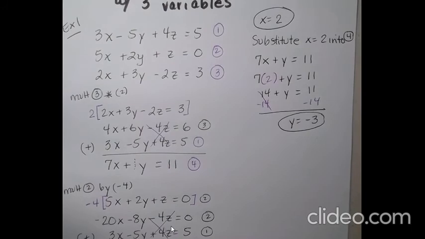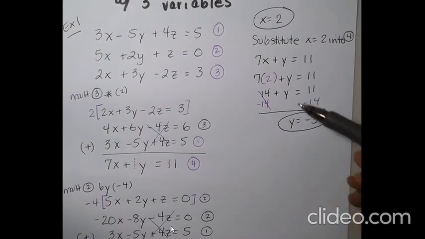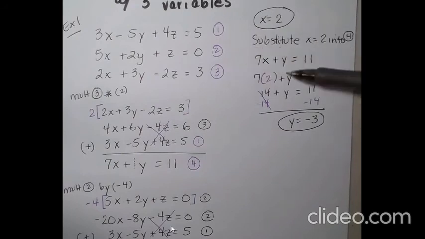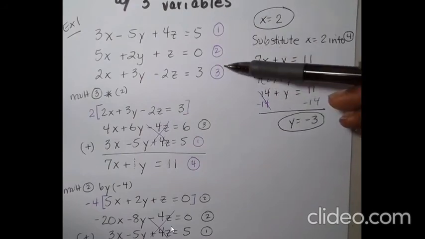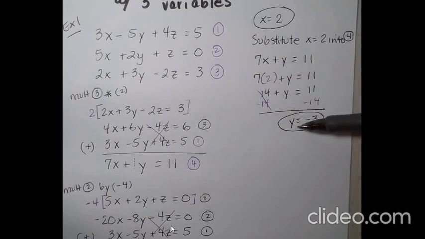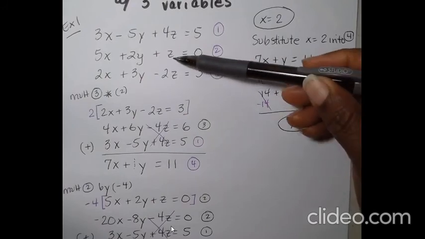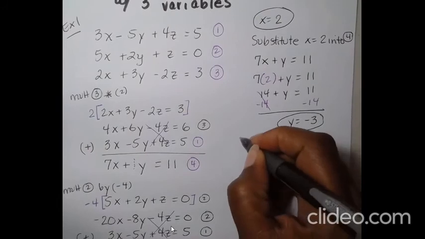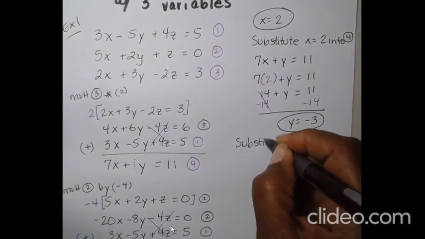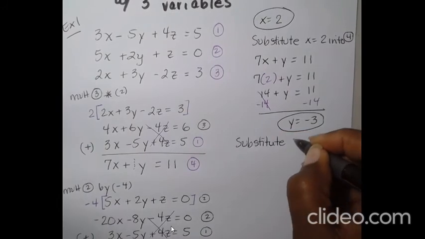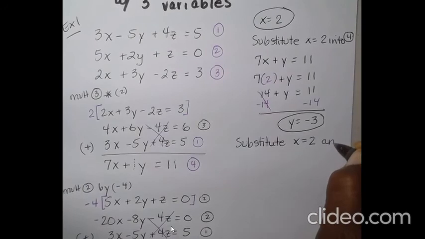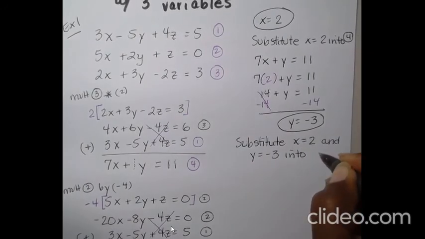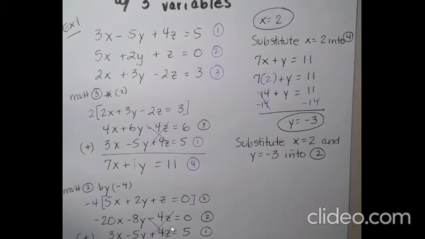And I think we can now substitute this. We could pick either one of these equations to substitute the x and the y back into. Let's pick the easiest one because we're trying to find z. This is the only one that has z by itself with no coefficient, so it will be a good one to use. So we're going to substitute x equals 2 and y equals negative 3 into equation 2.